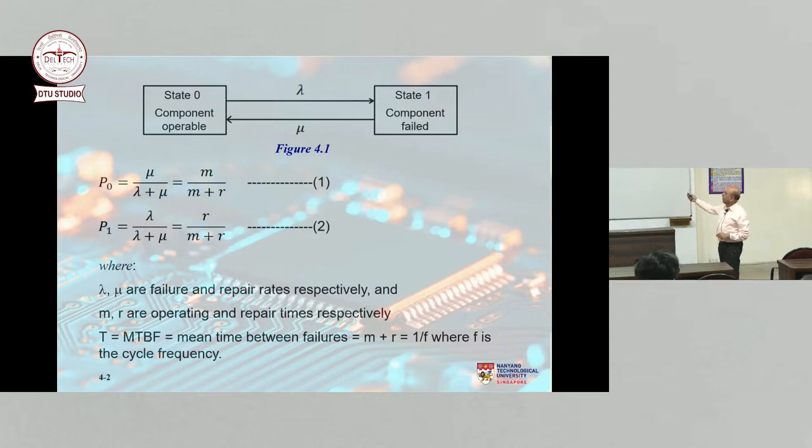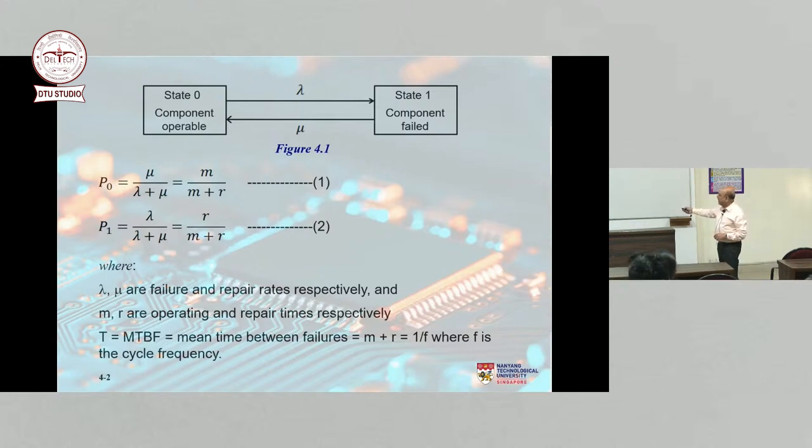Okay. So how does it go from state 0 to state 1? It goes through this failure rate called lambda. And once it is in this state, how do you bring it back to the operating state? Through repair, right? So this is the repair rate. Mu is the repair rate. Lambda is the failure rate. Okay. So the probability of being in state 0, P0, is given as mu over lambda plus mu, which is equal to m over m plus r.